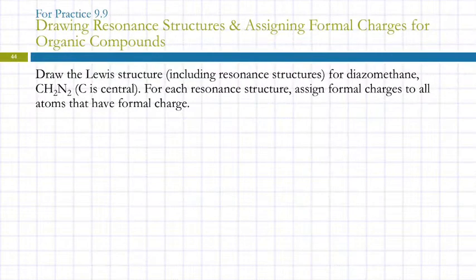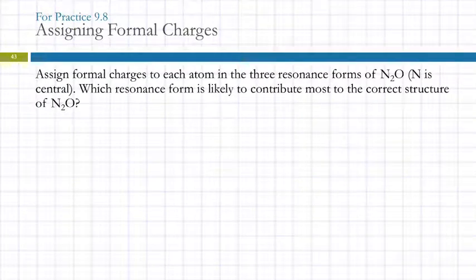So let's do some examples. Assign formal charges to each atom in the 3 resonance forms of N2O. N is central. Which resonance form is likely to contribute most to the correct structure of N2O? So this is not what you would necessarily pick to put nitrogen in the middle. Molecules tend to be symmetrical, and so what I want to do is put oxygen in the middle. But oxygen is more electronegative, and they tell us nitrogen's in the middle, so we've got to go with that.